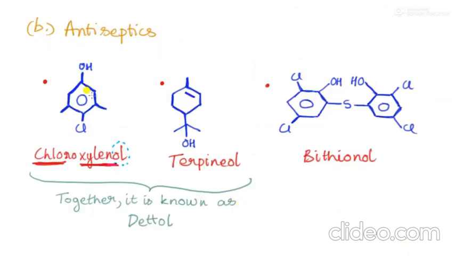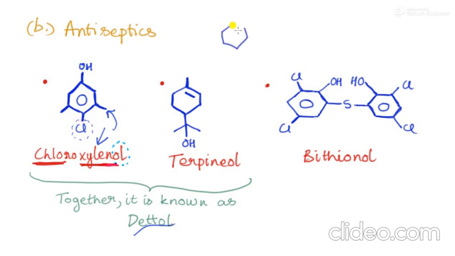Okay. Next we go to antiseptics. So here we have chloroxylenol, terpineol, and beta-enol. Chloroxylenol and terpineol are together called Dettol. Okay, and this is just fact-based info. Next, in chloroxylenol, the name itself has a lot of information about the structure. So chloro implies that there is some chlorine in the molecule. Just for remembering, say chlorine is there in the molecule, and then xylene.